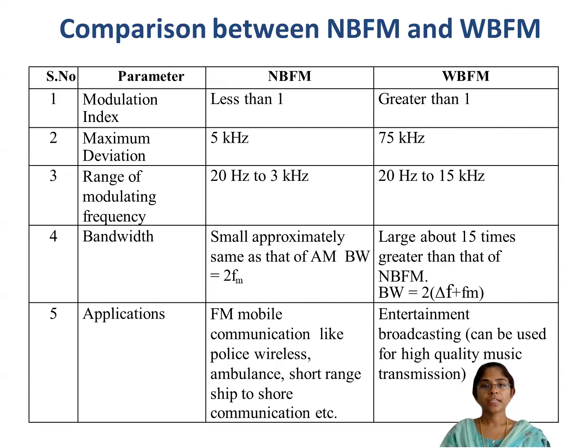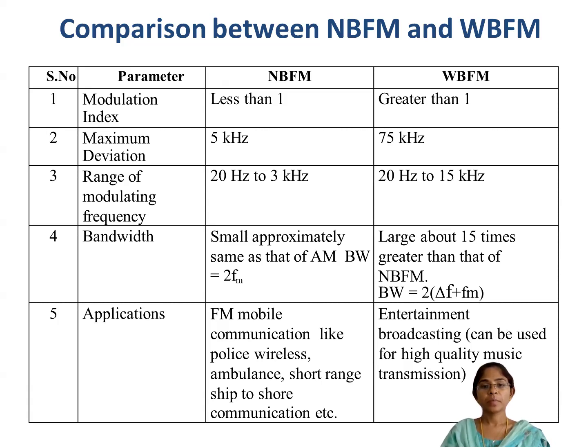This is the comparison between narrowband FM and wideband FM. Coming to the parameters, modulation index is less than 1 in narrowband FM and greater than 1 in wideband FM. Maximum deviation is 5 kilohertz in narrowband FM and 75 kilohertz in wideband FM. The modulating frequencies are 20 hertz to 3 kilohertz in narrowband FM and 20 hertz to 15 kilohertz in wideband FM. As I said, the bandwidth of narrowband FM is the same as that of AM, which is 2 FM. For wideband FM, it is 2 into delta F plus FM, also known as 2 into beta plus 1 into FM.